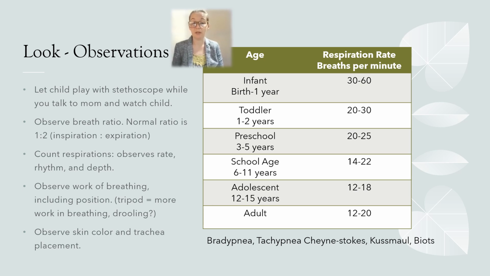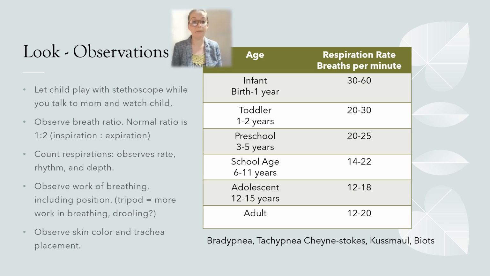Normal ratio for breathing is 1 to 2. So that means if you took 10 seconds to breathe in, you're going to take 20 seconds to breathe out. Now that's terrible respirations, but it's a good example for numbers. And so you're going to make sure that that ratio is there, that 1 to 2 for inspiration to expiration. You're going to count the respirations. You're going to observe the rate and observe the rhythm and the depth, whether it be shallow or deep or normal or medium.